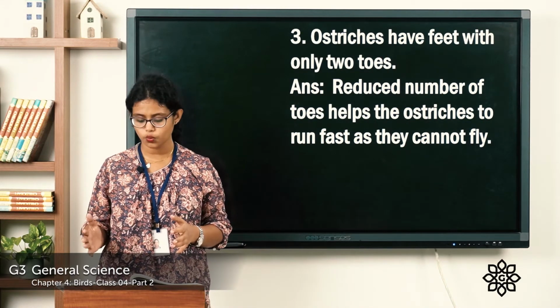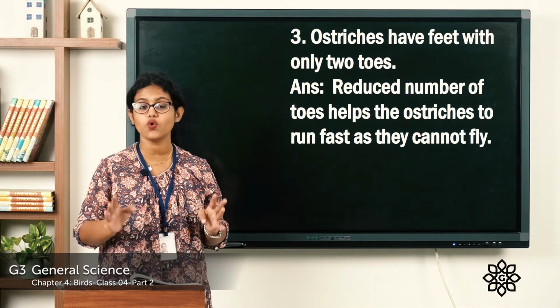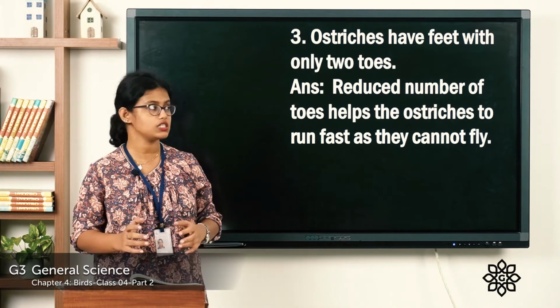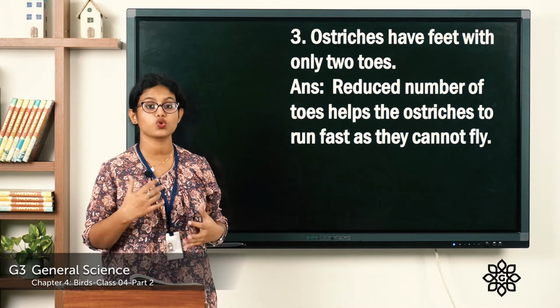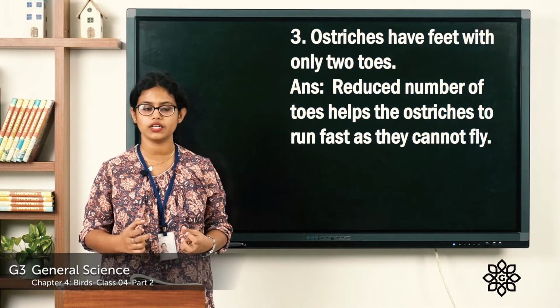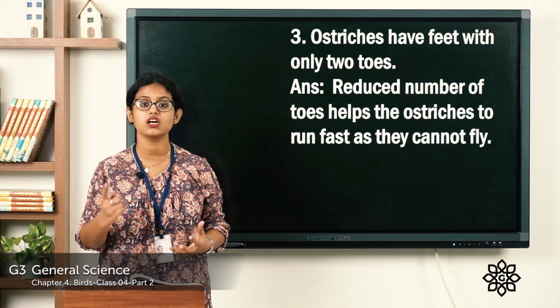Moving on to the third one. Ostrich have feet with only 2 toes. So we learned that all other birds have 4 toes, but ostrich have only 2 toes. So the answer is reduced number of toes helps the ostrich to run faster. So the reduced number of toes helps this bird to run faster. Why? Because these birds cannot fly.